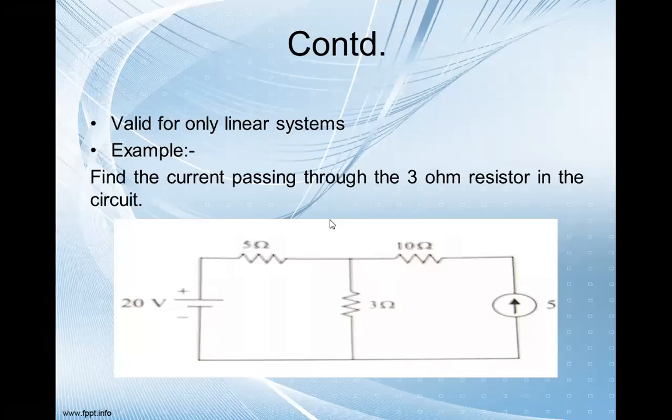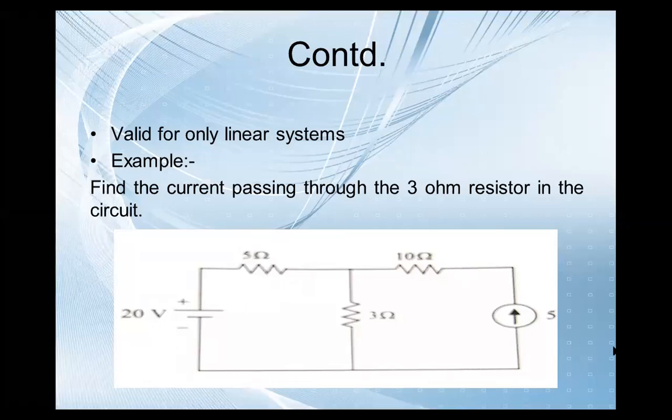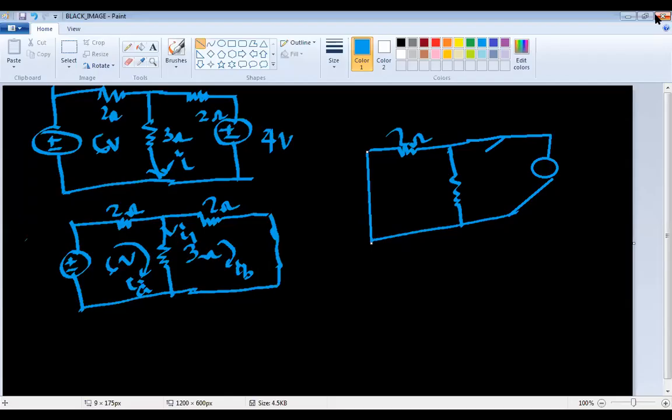So now we'll take one example. Now you have to remember this particular theorem is basically valid for linear systems. What is a linear system? Do you have any idea on the linear system? What is a linear system? Let us talk on this.